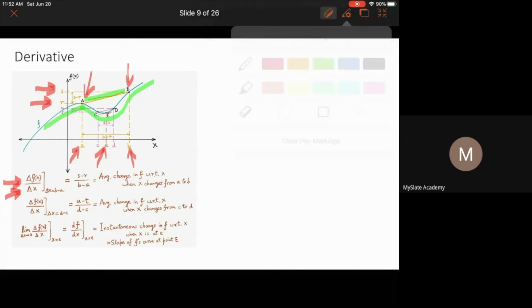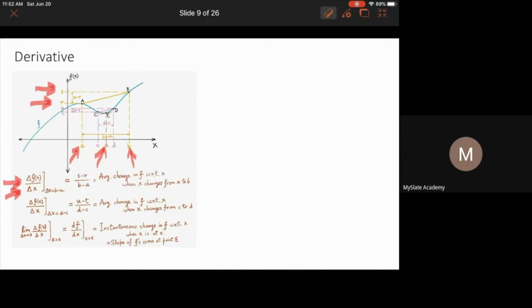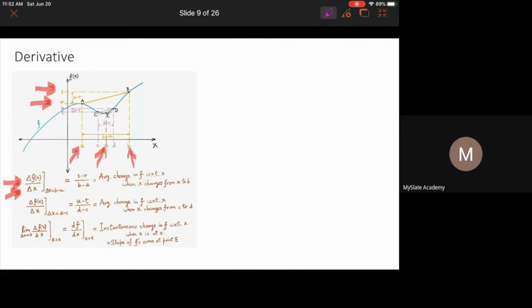So let me rub this off. Okay, a better approximation would be that we take a narrower range, right? So let me again change the color. Let's move slightly inward, closer to E, okay? So think of these 2 points, C and D. The interval C and D is narrower than interval AB, right? And look at the value that the function takes at these 2 points, right? So those points on the curve, capital C and capital D, and the values that the function takes there are u and t.